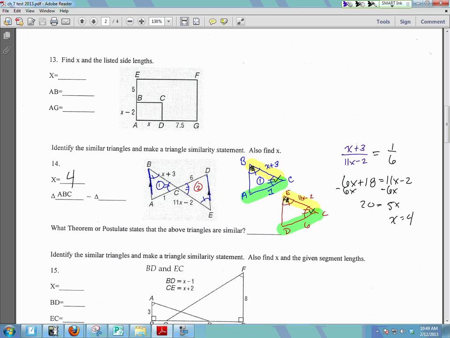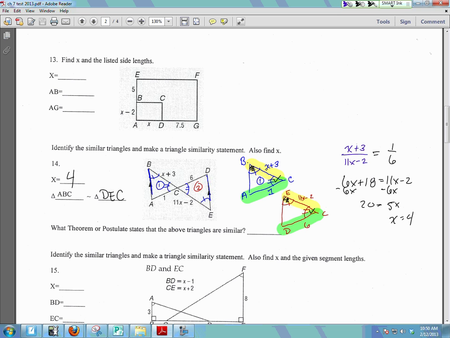So I know that these third angles, A and D, are matching up. Now when I name it A, B, C, I go from A to B to C. I can follow the same pattern down here: I go from D to E to C. Now it says, what theorem or postulate states the above triangles are similar?